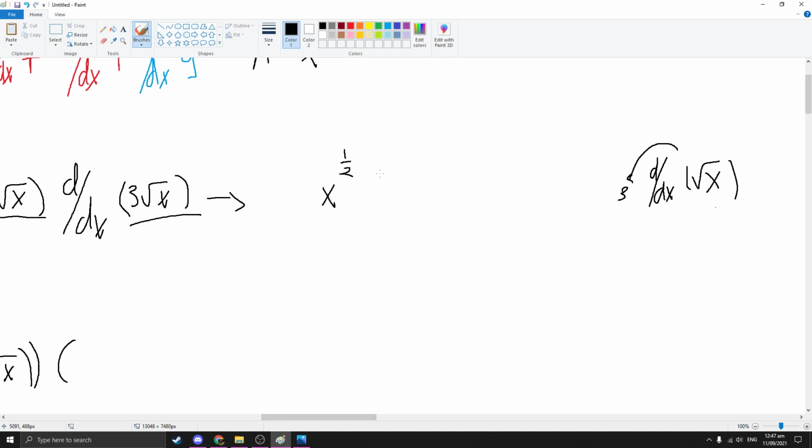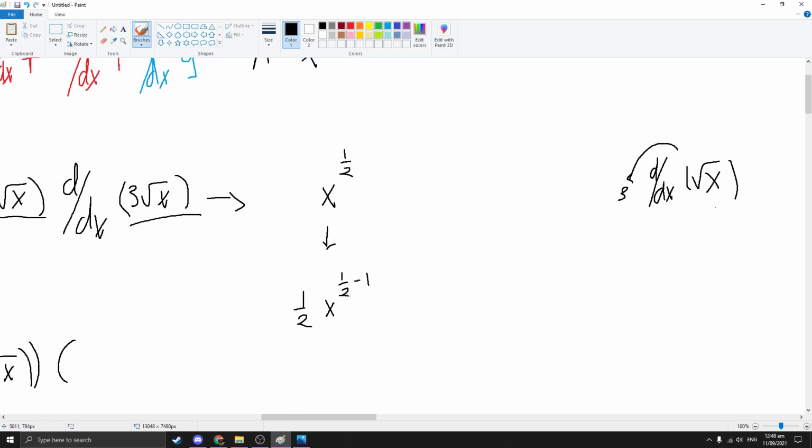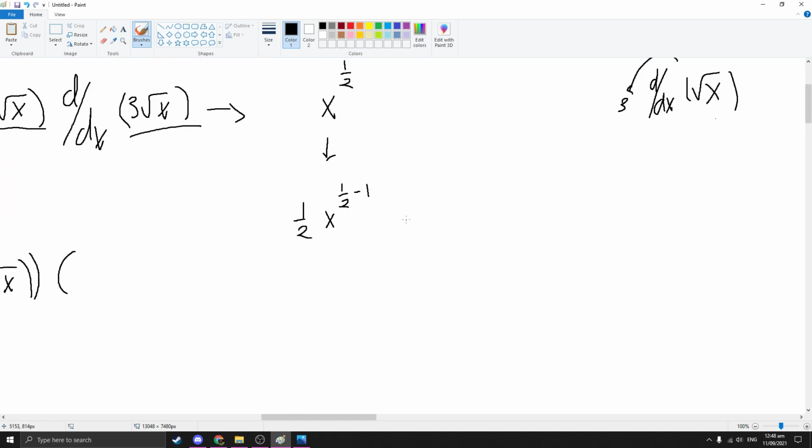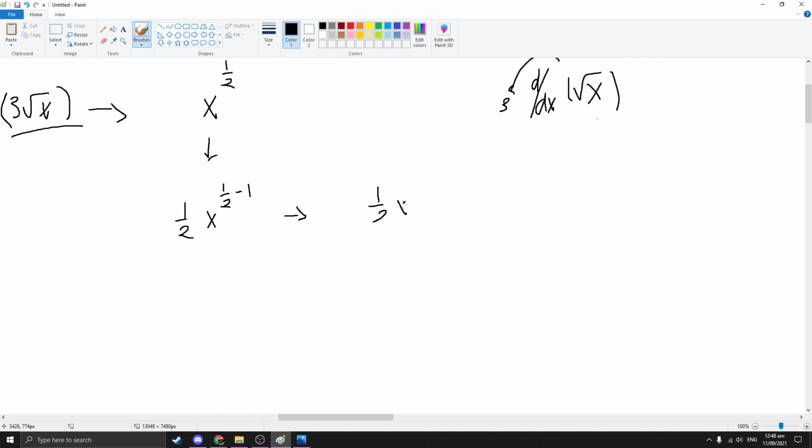And then, gagamitin ulit natin yung power rule, so ima-minus 1 natin siya. Separate muna natin dito. Minus 1 natin yung 1 half. Tapos, didrag natin itong 1 half dito sa harap. So, pag nilagay mo yung n dito sa harap, which is yung 1 half, mababawasan siya ng 1. So, magiging itsura ng equation ay 1 half times x raised to negative 1 half.